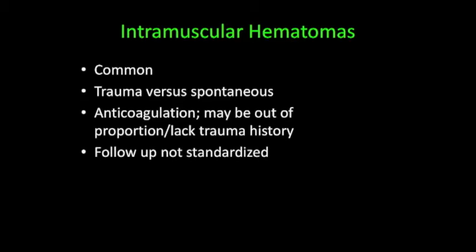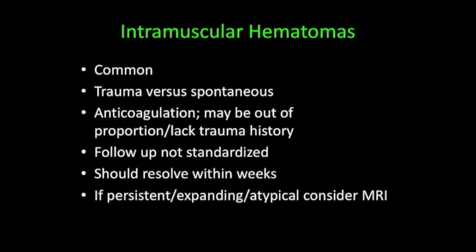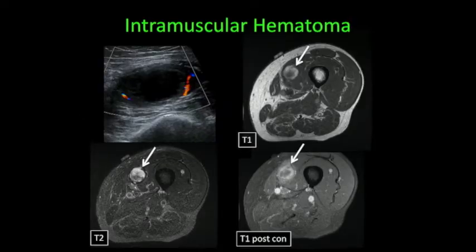Follow-up for hematomas in the muscle is not standardized, but they should resolve over a period of weeks. And if there's anything funny about the hematoma, so it's much larger than you expect but there's no anticoagulation, or it's persistent, expanding, or otherwise atypical, you do want to consider some sort of follow-up or possibly an MRI. So I'll just show you a few cases of intramuscular hematomas on ultrasound.